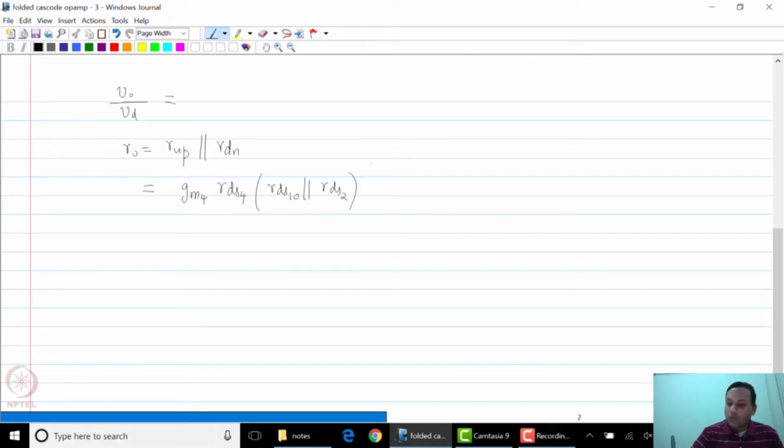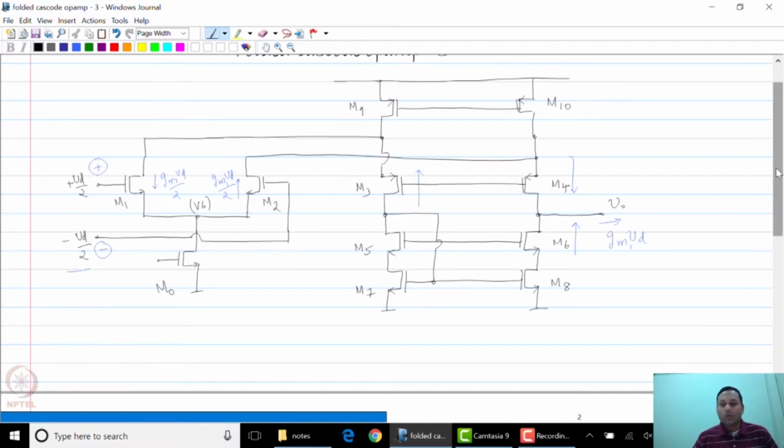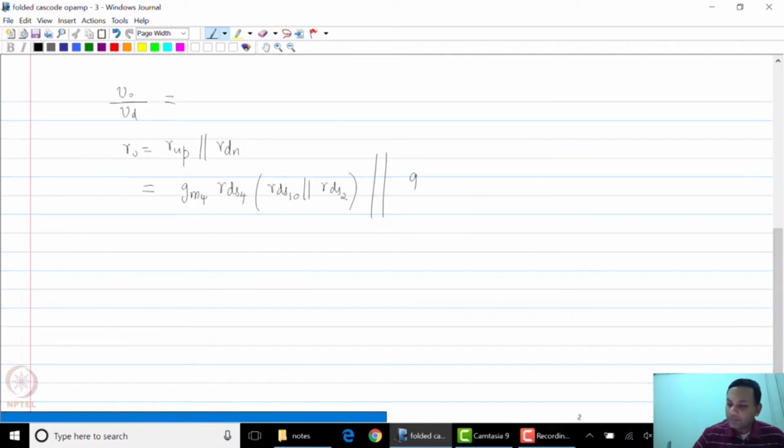This is the impedance looking upwards, and that comes in parallel with the impedance looking downwards, which is Gm6 RDS6 times RDS8. So this is the overall output resistance. Clearly then VO by Vd needs to be Gm1 times RO. And as we have pointed out before, this is quite large.